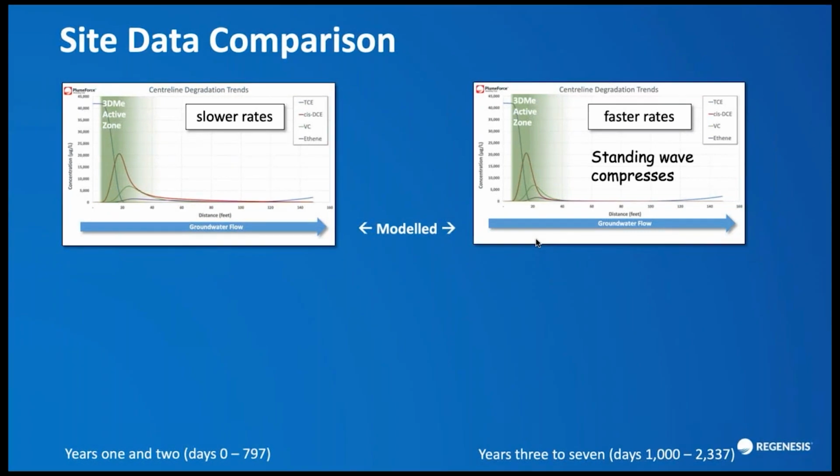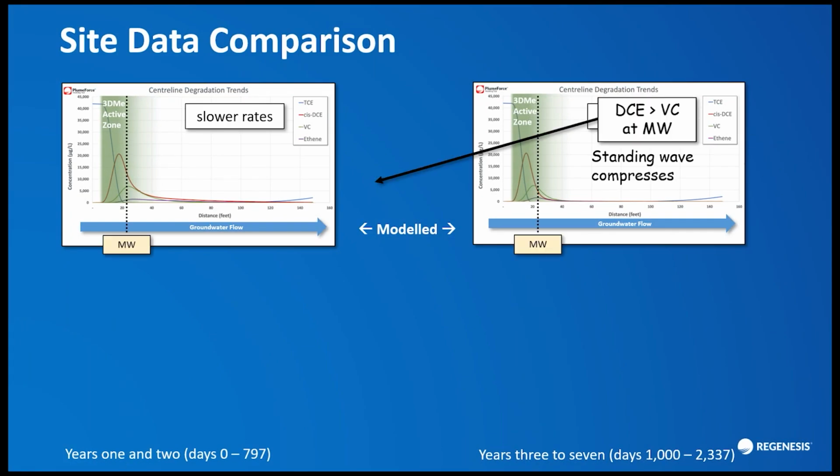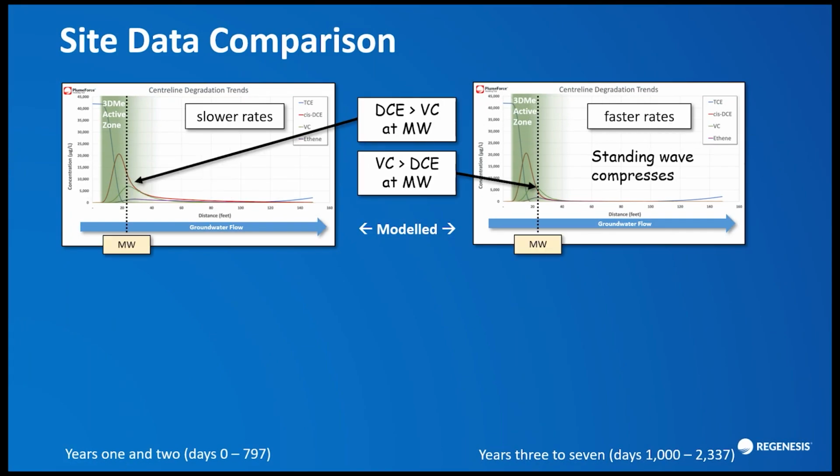So here we can see the modeled images with the slower rates on the left and slightly faster rates on the right. Here's our monitoring well again, and as we can see, the ratio of species changes. Specifically, the pattern shifts from DCE being greater than vinyl chloride in the early days to vinyl chloride being greater than DCE in the later days.